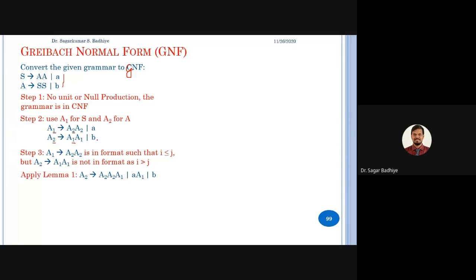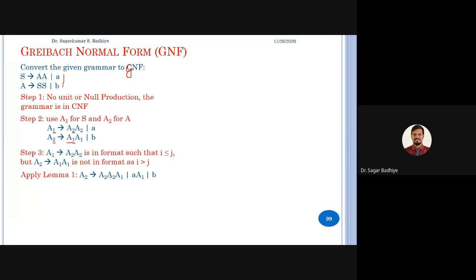Okay, so we'll apply lemma 1, and this A1 is to be replaced now. This symbol A1 is giving the problem, so we'll be replacing this A1 with all its rules. This first A1, the leftmost A1, will be replaced by all its beta rules. A1's beta rules are A1 derives to A2, which is in the required format, and A1 derives to A, which is also in the required format. So we'll replace this A1 with these two productions and rewrite the rules for A2.